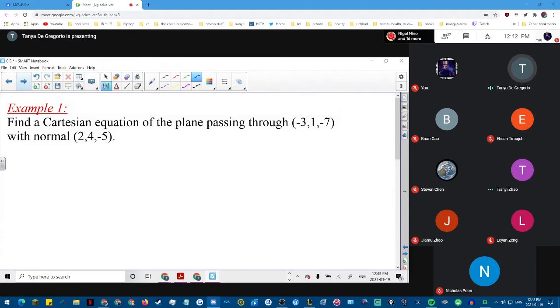Find a Cartesian equation of the plane passing through the point -3, 1, -7, and has a normal of 2, 4, -5. So go back to what we did for lines. When I wanted to find a Cartesian equation of a line, what did I do? Use the coordinates of the normal to find A, B, and C. Good. We know that this is just A, B, and C.